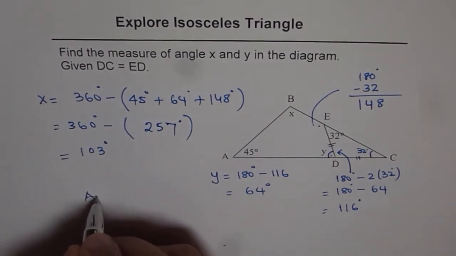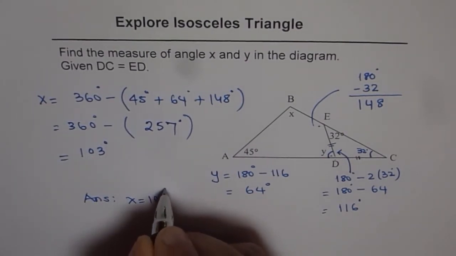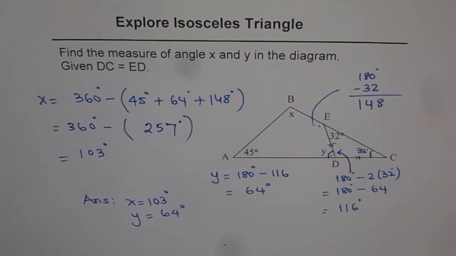So that is how we get our answer, and the answer is x equals 103 degrees and y equals 64 degrees, correct? I'd like you to check the calculations. My calculations could be wrong. So go through it once again, try to see how we solve this triangle and check if you get the same answer. Thank you and all the best.